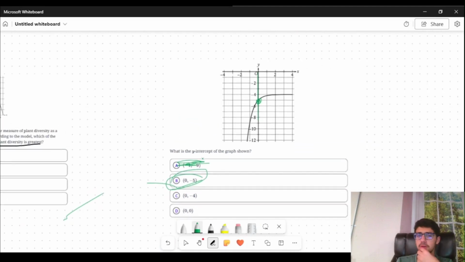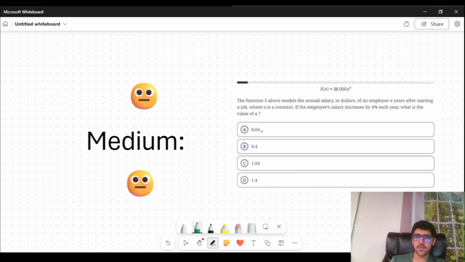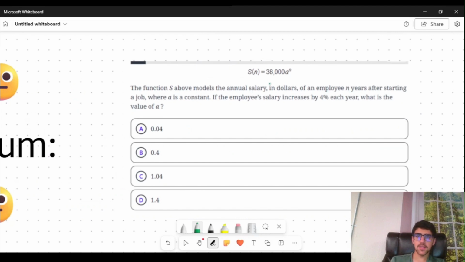You guys saw how we could go through it very quickly. And now let's just move on to the medium questions. So for the medium question, we're given what looks like an exponential. It's in the form a times b to the x, except they use different letters, but that is okay.